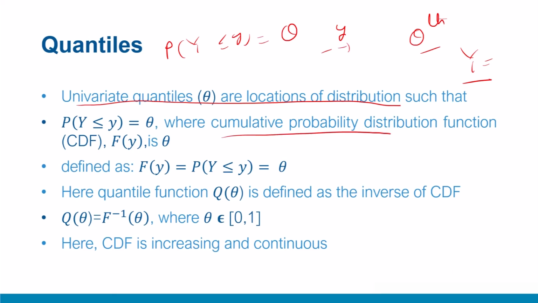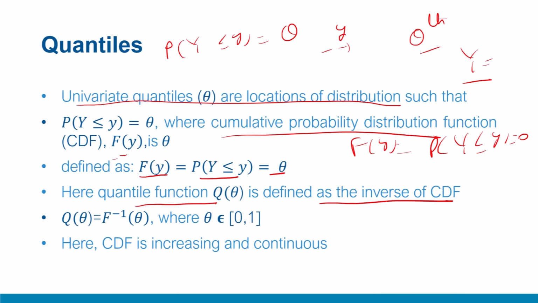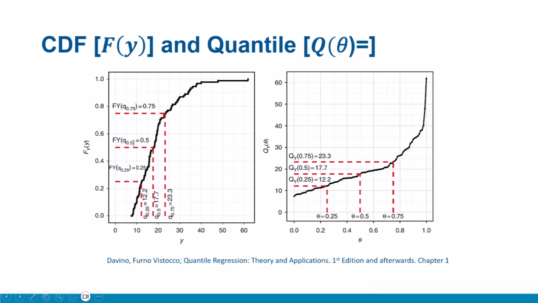If I define a cumulative probability function or CDF, Fy, where Fy is nothing but the cumulative probability of all the y's taking a value less than or equal to y, it's theta. So our typical CDF is defined as this, which is equal to theta. Here we can define the quantile function Q theta as the inverse of the CDF. That means if I apply Q on theta, or in other words the inverse on theta, we'll get that y value, where theta is from 0 to 1. Here the CDF is typically increasing and continuous. Let's try to visualize that.